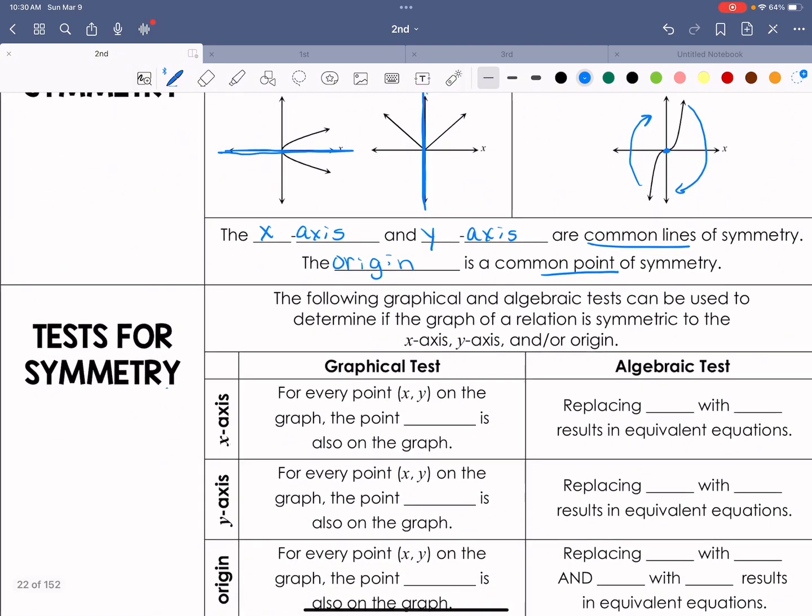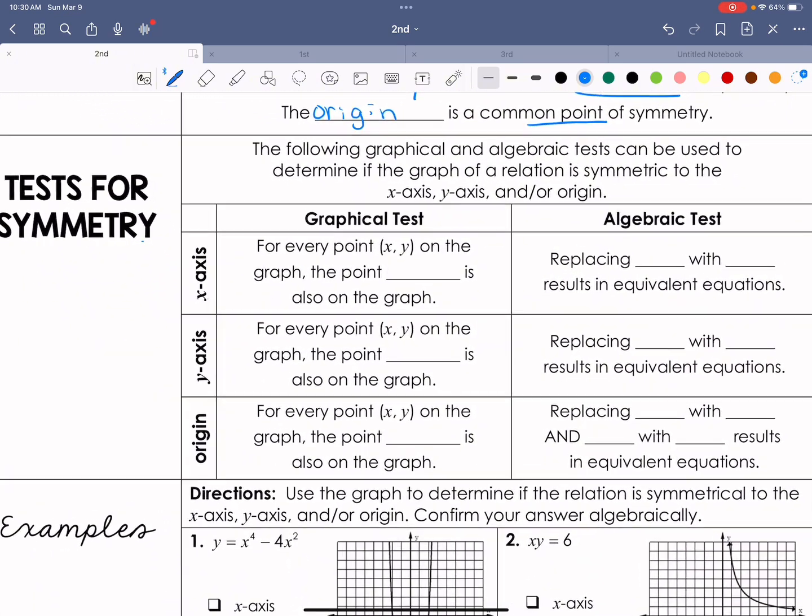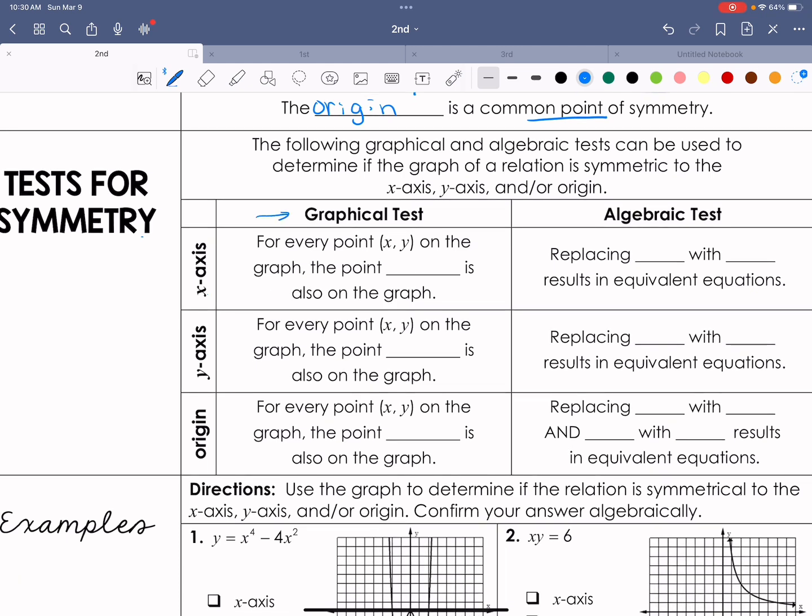Now, it's hard sometimes to just look at a graph and tell if it's symmetrical, so we have tests. We have graphical tests and we have algebraic tests. So, let's look first at the graphical test. For every point (x, y) on the graph, there is also a point (x, -y). Now, what does that look like?